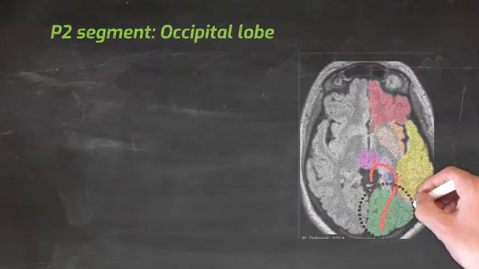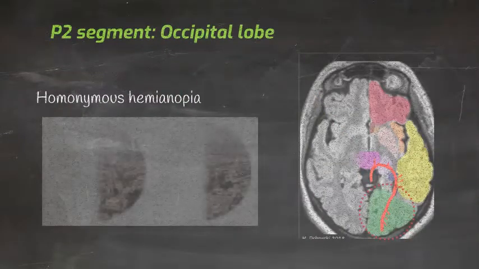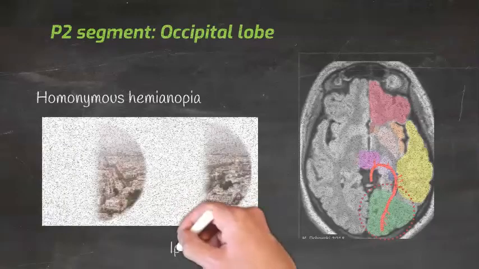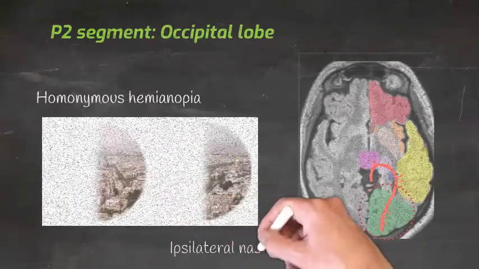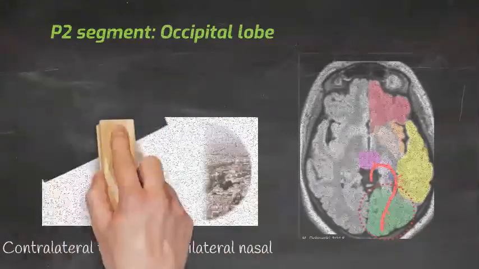Occlusion of the P2 segment will also affect the occipital lobe, causing homonymous hemianopia, in which the patient cannot see the ipsilateral nasal and contralateral temporal visual field.